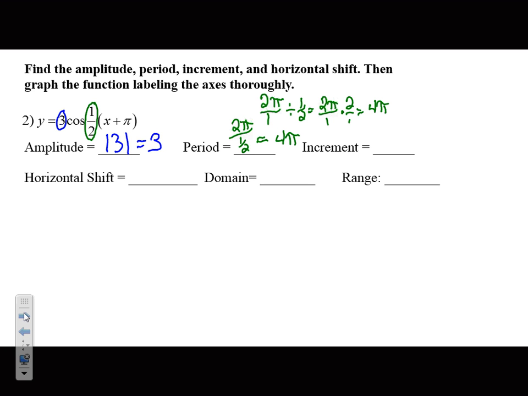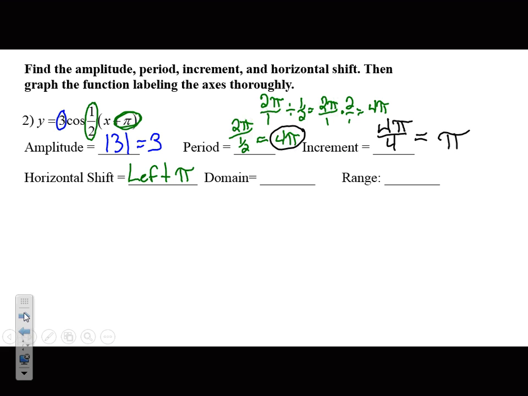Now our increments, what we're going to count by, we take whatever we got for our period divided by 4. So I'm going to have 4 pi all over 4, which just equals pi. Now, for our horizontal shift. Our horizontal shift is what's right here. It was a plus pi, so that means we're going to go left pi.